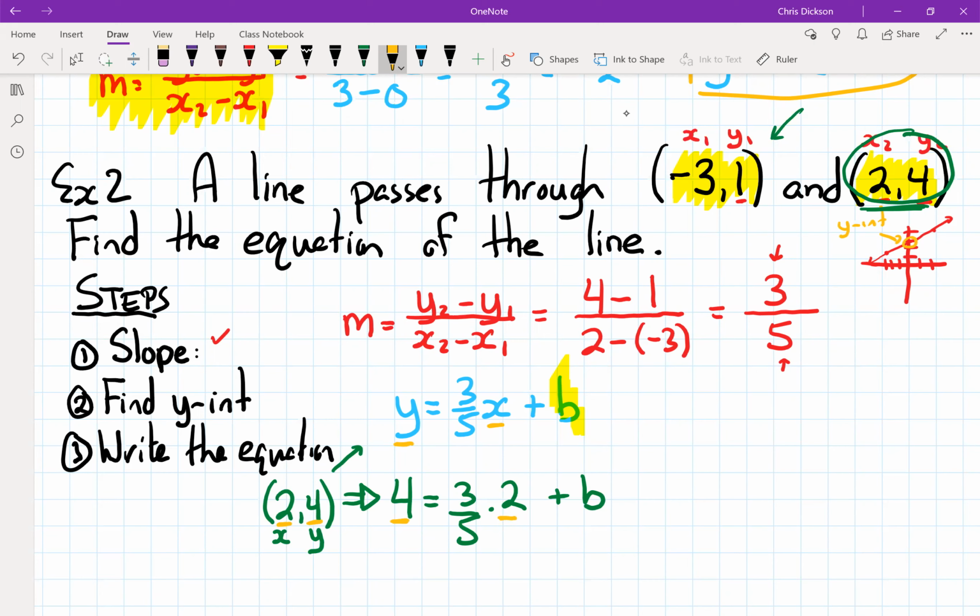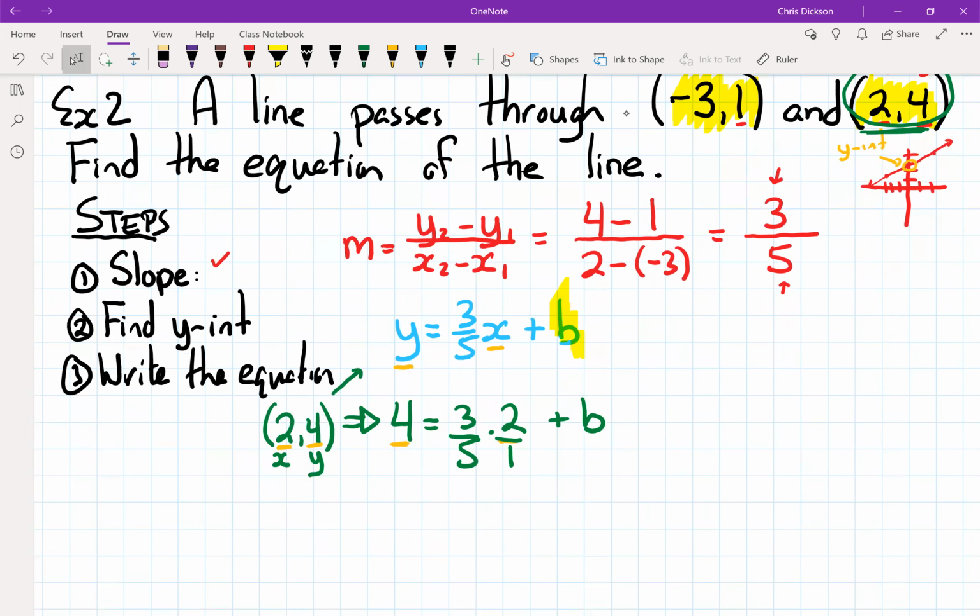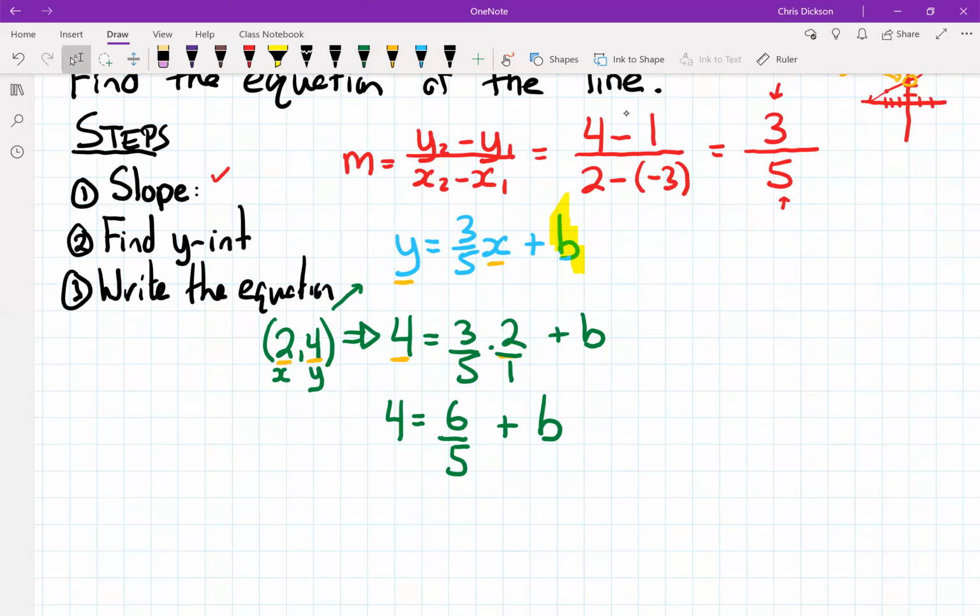Okay, so let's tidy this thing up a little bit. So this 2 I just put in, let's put it over 1 for now. Let's just say it's over 1, because that's what 2 is. And let's just tidy our equation up a little bit. So we're going to get 4 equals 3 times 2 is 6/5 plus b. Okay. Remember, b is the y-intercept here. So what do we do next here?